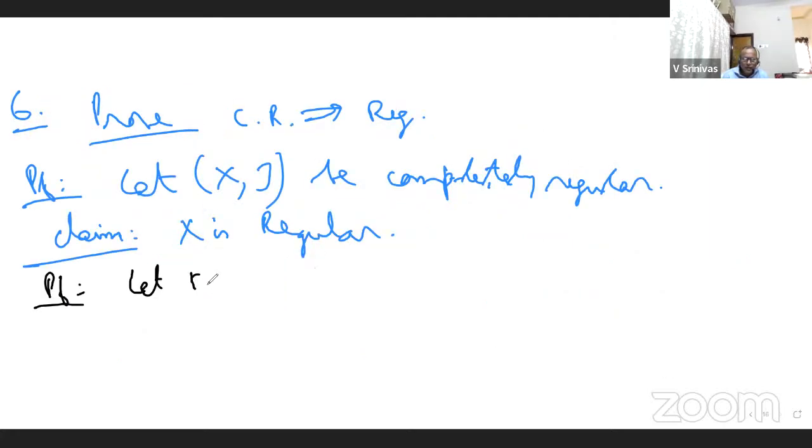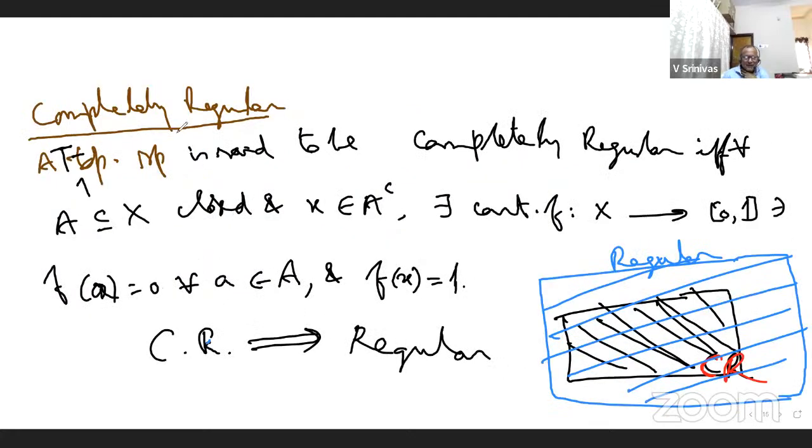Let F contain an X be closed and X belong to F complement. So we look at this completely regular definition. We have a closed set. In place of A, we have capital F and a point X outside, in its complement. Here we are taking F in A, so it is F complement. So we get this kind of a continuous function, which vanishes on capital F and takes 1 at X.